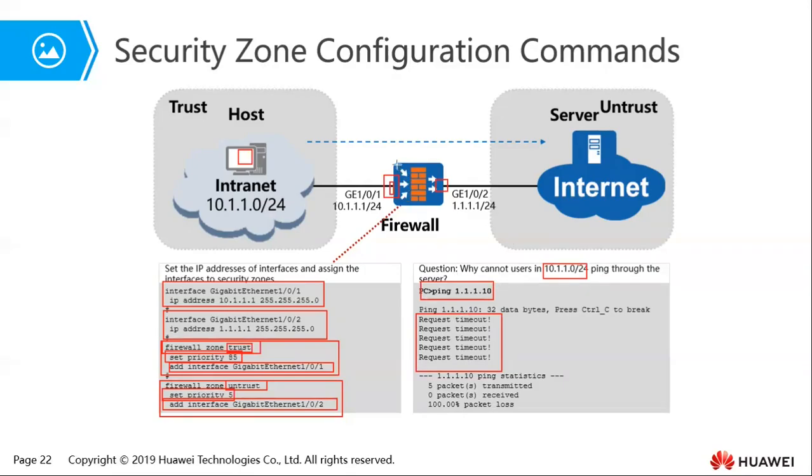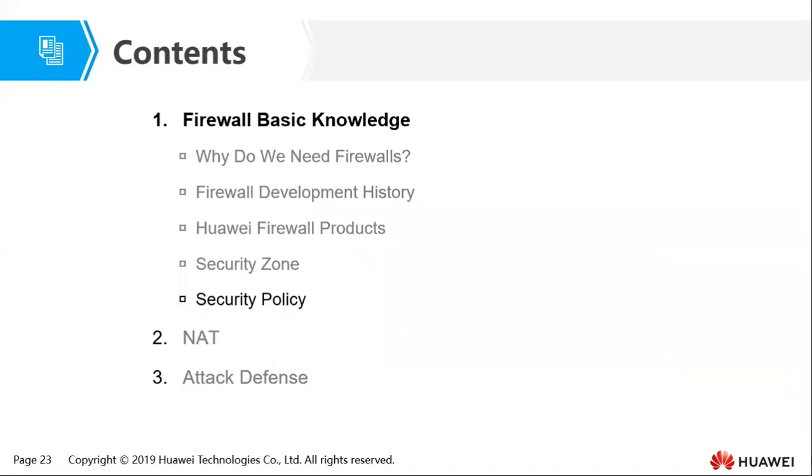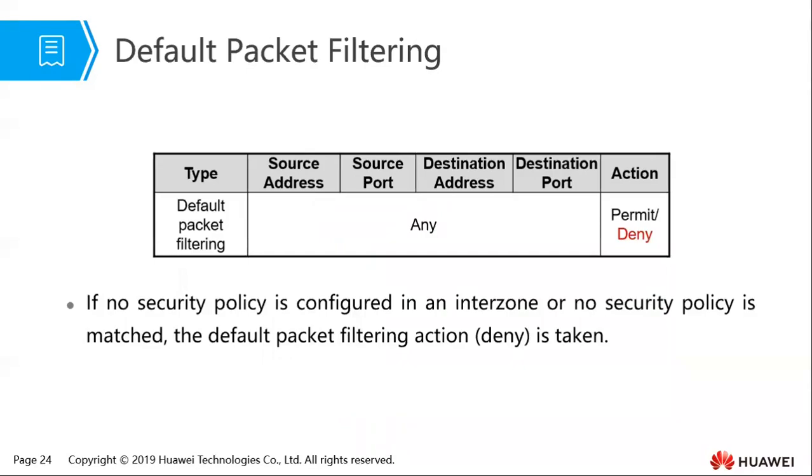The reason is because, yes, we've created the security zones, but we've not created a policy. So we need to create a policy to allow these particular packets to flow from the trust to the untrust zone. Otherwise, by default, if we have not allowed it, the packets are simply going to be dropped. And that's why that ping is not working. So let's look at security policy.